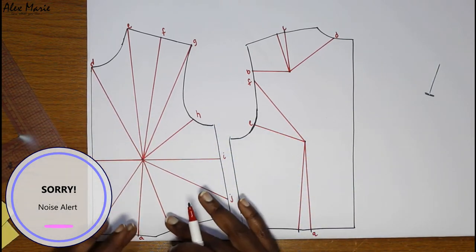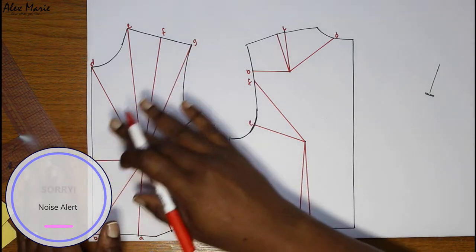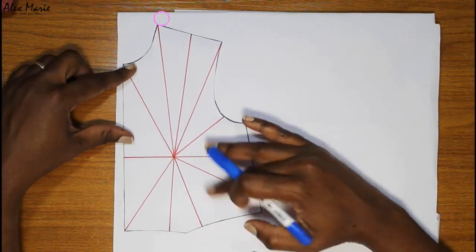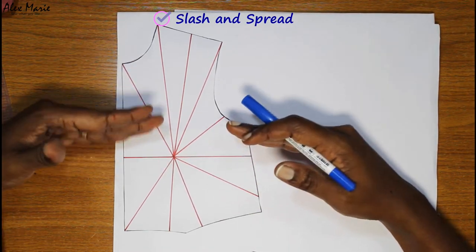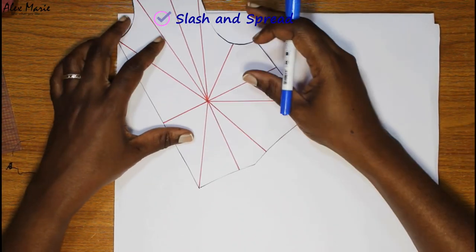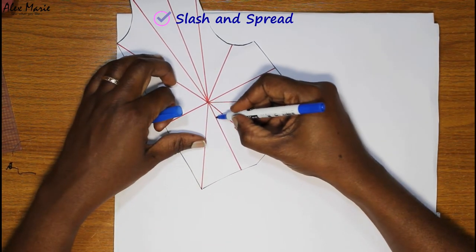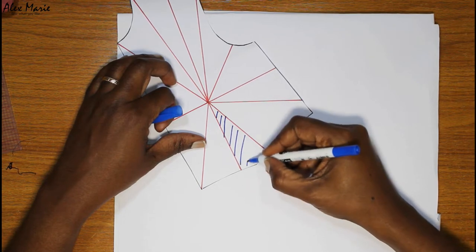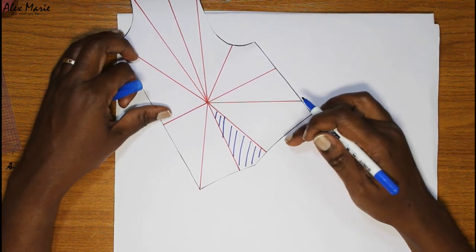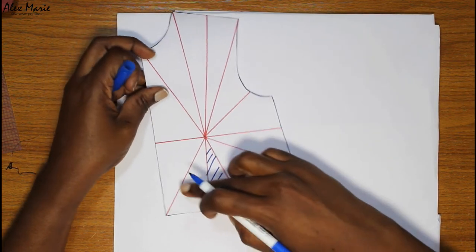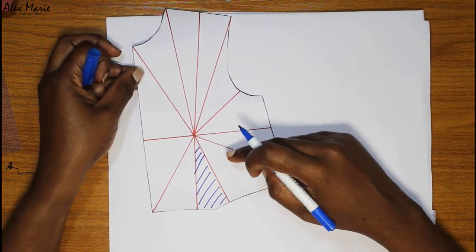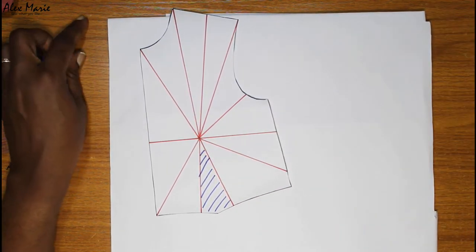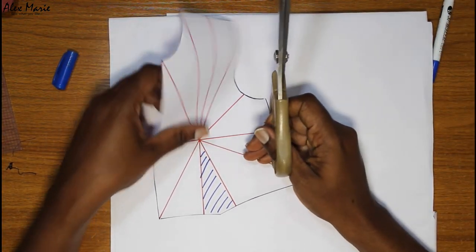That manipulation is basically taking this dart and moving it anywhere else. So when you have something like this, I'm just going to show you how I move the darts. Now let's remember that my original dart is this one. This is my original waist dart. And I'm now going to move it to any of these points. Let's say I want to move it to the neck here. I'm not going to do all of them.